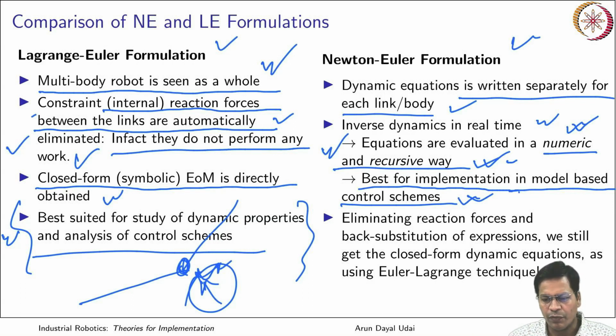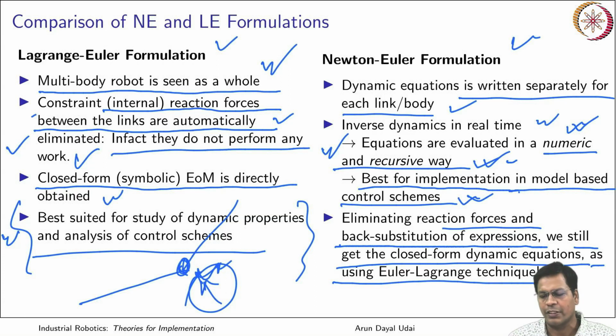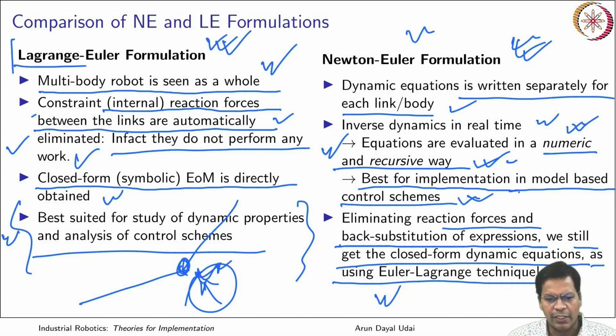Okay, so with elimination of reaction forces and back substitution of expressions, we still get closed form dynamic equations as in Lagrange-Euler or Euler-Lagrange technique. So we have reached the same place, you see. But this Newton-Euler approach, the way it is formulated, it allows programming very easily. So that is the reason I personally have preferred this one. But I won't say Lagrange-Euler doesn't have any recursive or programming approach. Yes, it does. There are books which cover even Lagrange-Euler in that manner.